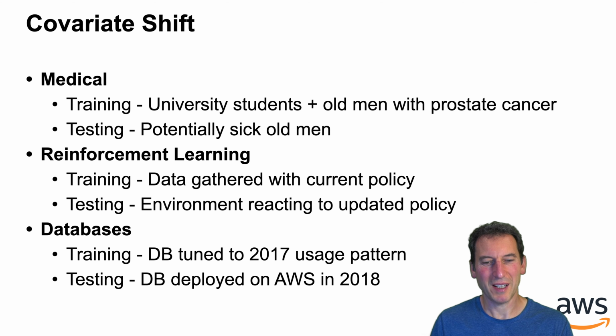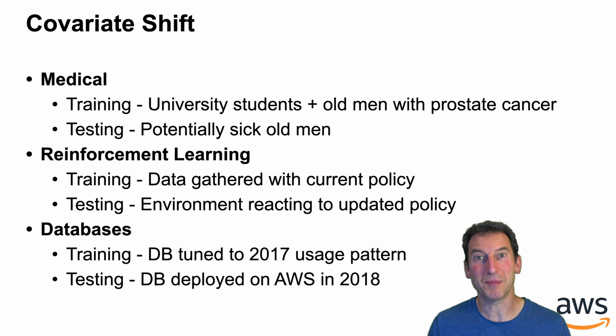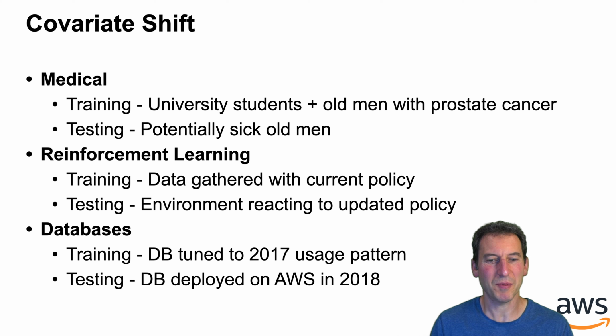Or you might have, in reinforcement learning, data gathered with a current policy, but then I go and update my policy so the environment responds differently, and I need to respond to that at test time. Or maybe I have a database at training that I tune to the 2017 usage pattern, and then I deploy the database a year later, and of course it's not going to work so well.